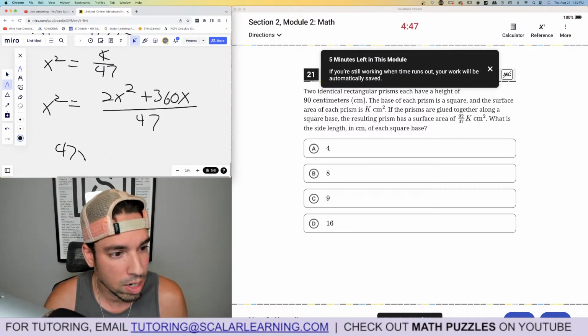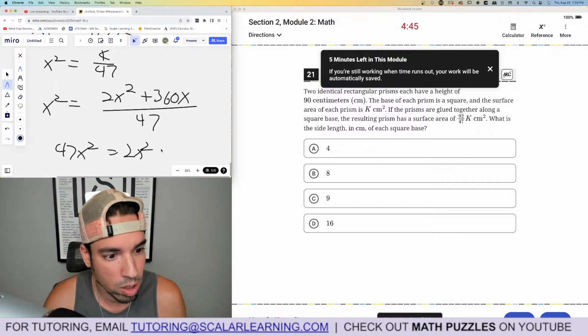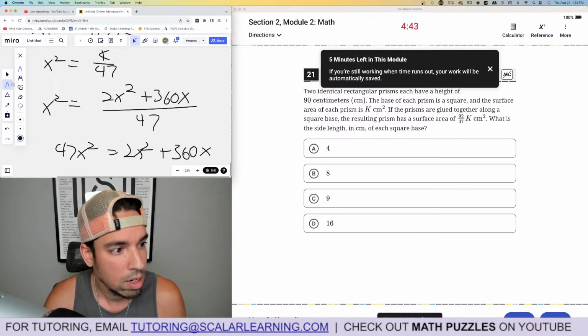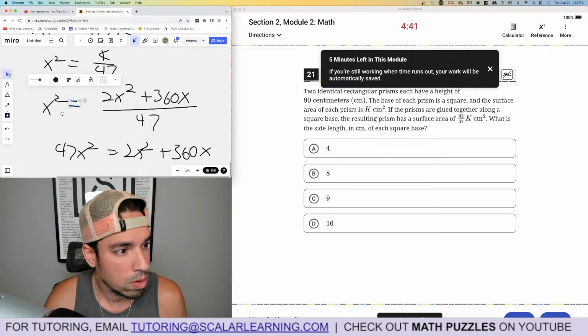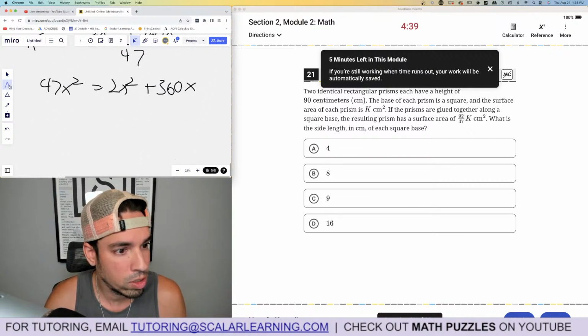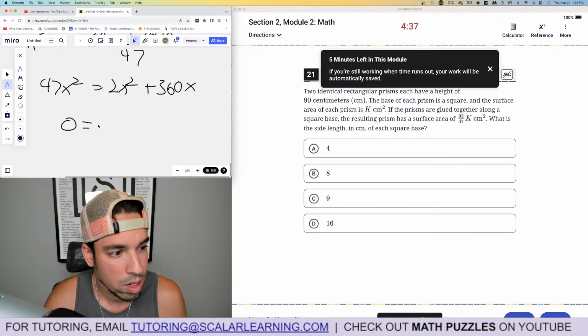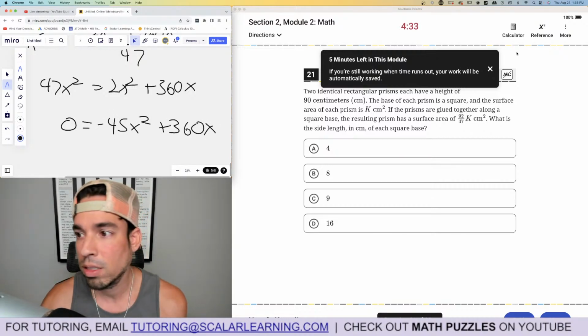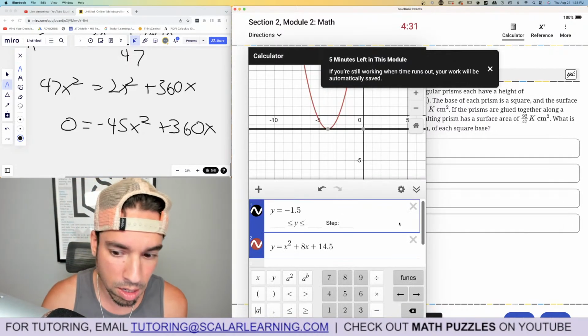And then 47x squared equals 2x squared plus 360x. Then we're going to subtract 47x squared on both sides, so we get 0 equals negative 45x squared plus 360x. Let's plug this into Desmos quickly. Oh my God, I'm running out of time.